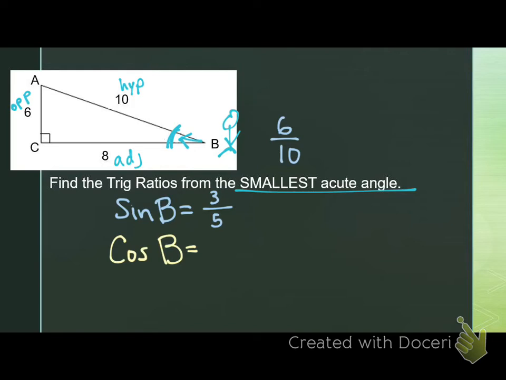So cosine, we did SO, which was SOH. CAH, which is CAH. So what's my adjacent side? 8, and then my hypotenuse is 10. Again, they're both even, so they reduce to 4 over 5.